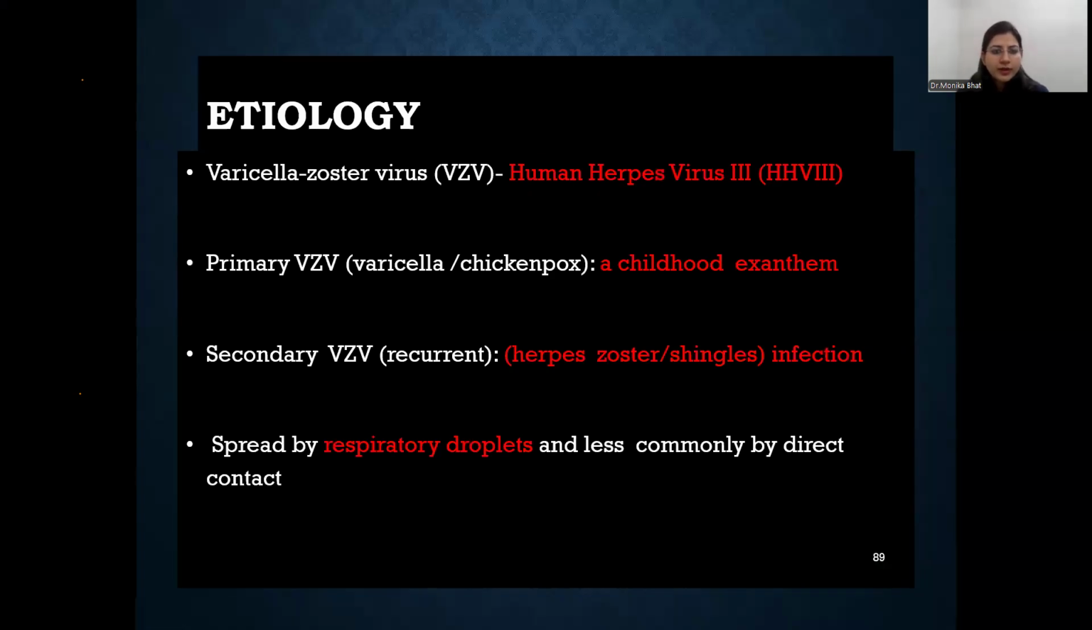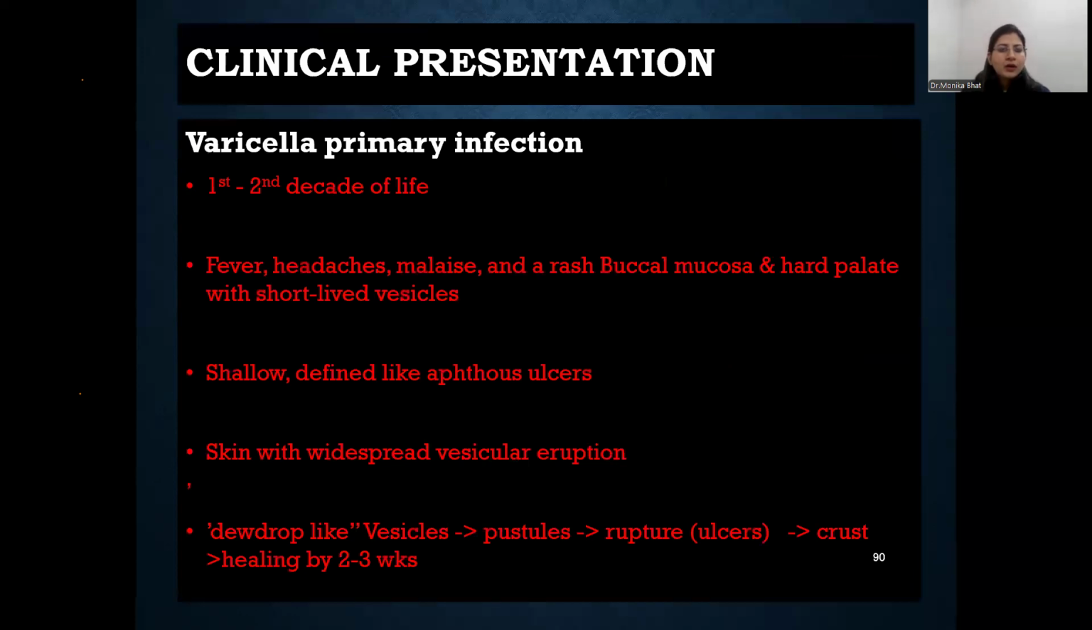Etiology is the varicella zoster virus infection: primary, chickenpox, secondary infection, or spread from respiratory droplets and less commonly by direct contact. This usually occurs in the first and second decade of life. Fever, headache, and malaise are the prodromal symptoms in the patient. Shallow, defined ulcers like aphthous ulcers will be seen. Then the characteristic dewdrop-like vesicles or pustules rupture to form ulcers and then crust on healing in 2 to 3 weeks.